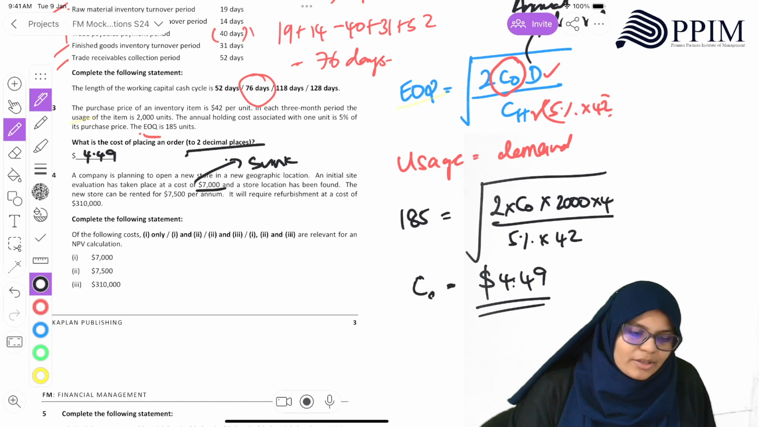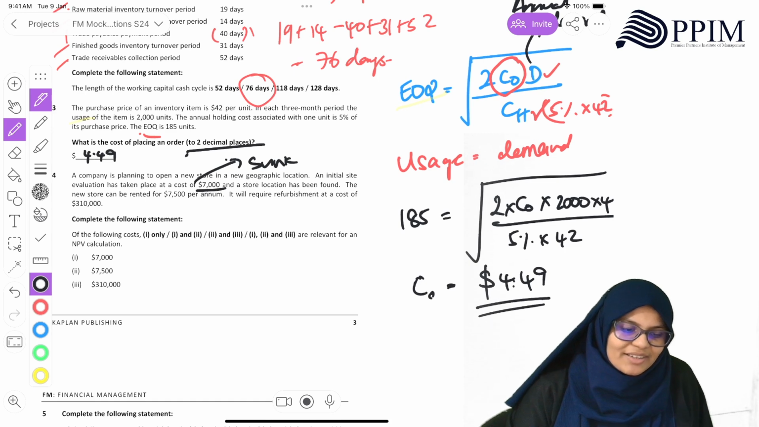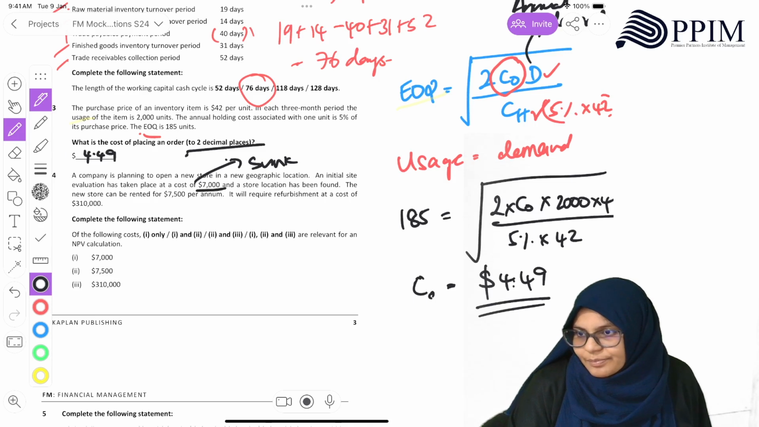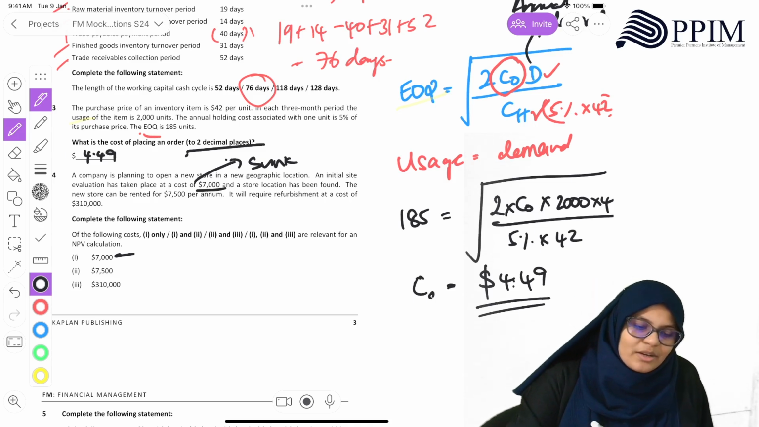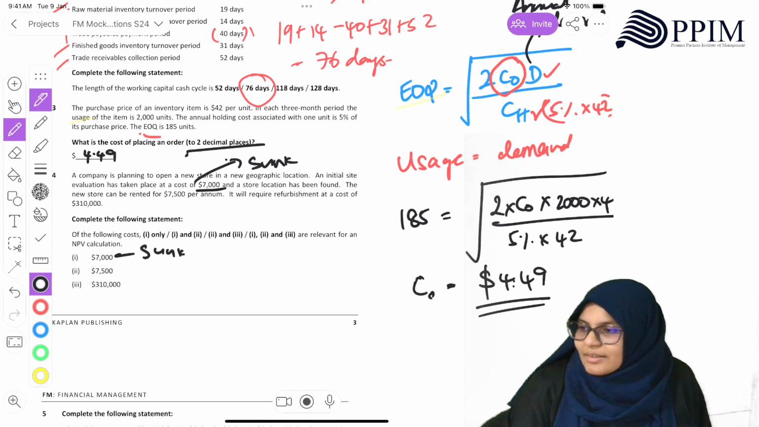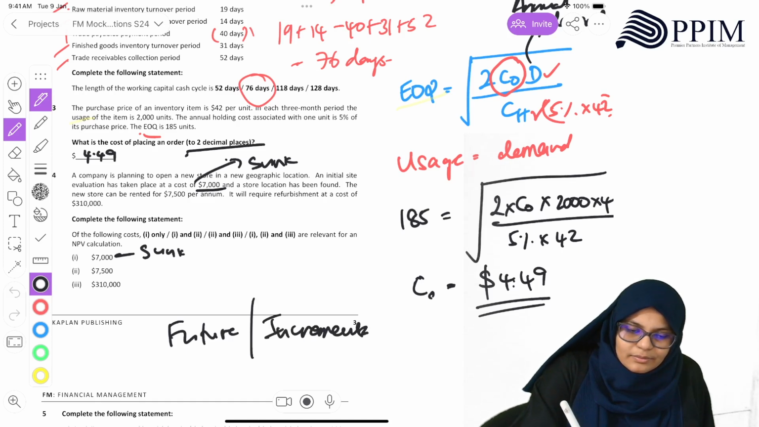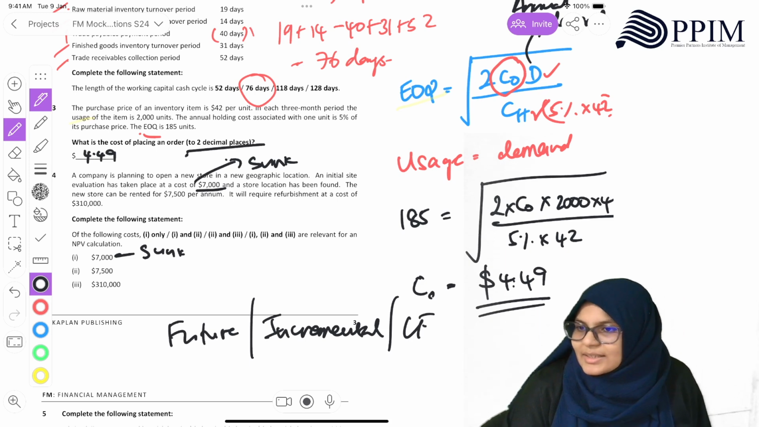The new store can be rented for 7,500 per annum. It will require refurbishment at a cost of 310,000. Then they're saying complete the following statements of the following costs, and they're giving you different options, which is relevant for an NPV calculation. So I already told you this 7,000 is sunk, so that is not relevant. Relevant means it has to be future, incremental, cash flow. These 3 things have to be there.